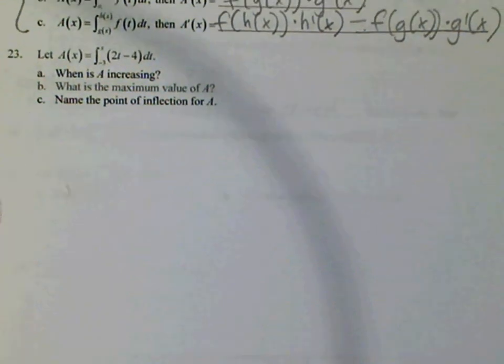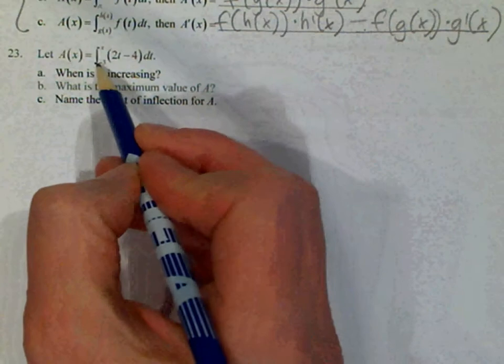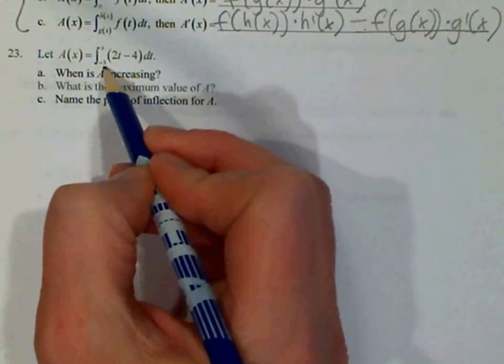Alright, so let's do some things with these integral defined functions. In number 23 on notes 9.3, it says A is defined as the function of the integral of 2t minus 4 dt from negative 3 to x. And of course we're going to start it off with a simple one. I'm going from a constant to a variable.